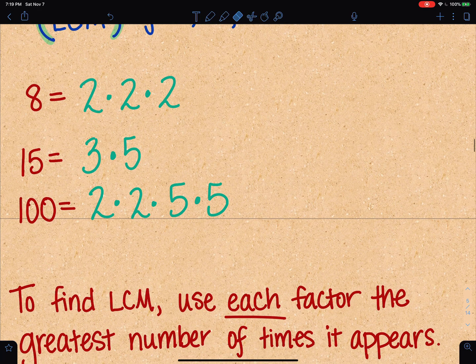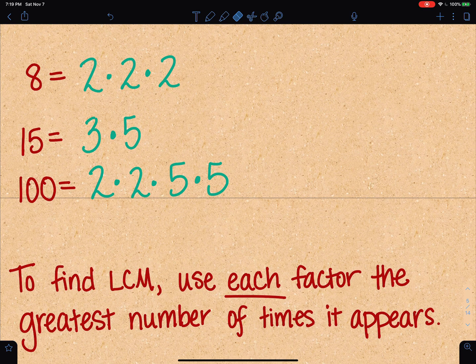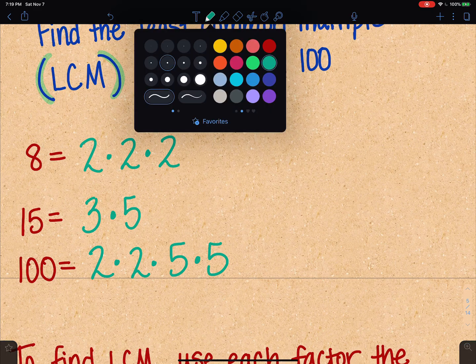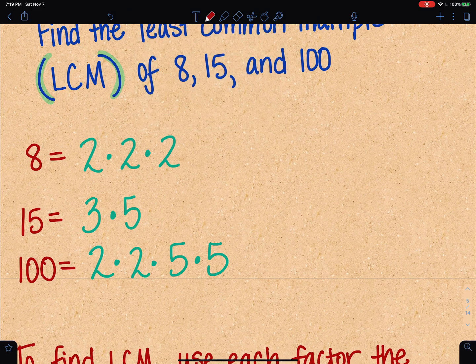Now, to find the LCM, remember, we use every single factor that shows up, even if it shows up in just one of them, it's going to be used. And we write it down the greatest number of times that it appears, even though that seems weird because it's the LCM, right? Least, but we're going to write it down the greatest number of times it appears.